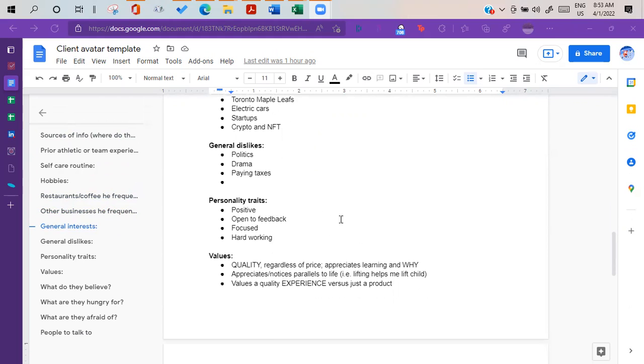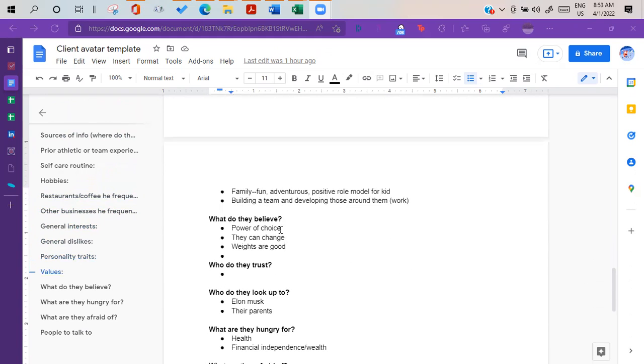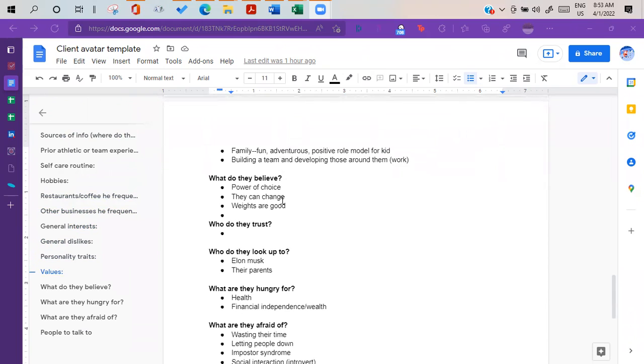Dislikes: every business owner dislikes paying taxes, so put that in there. And then just positives. Are they friendly? What do they value? Do they value family? Do they go on vacations? Where do they go on vacations?